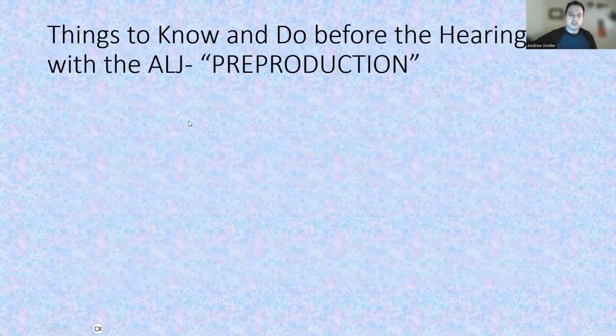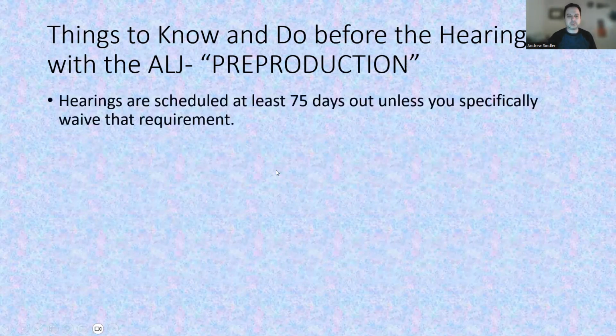All right. So, things to know and do before the hearing with the ALJ, what I call the pre-production phase of the movie, getting everything in position. The hearings are scheduled at least 75 days out unless you specifically waive that requirement. So when you get a notice that your hearing's been scheduled, it will be at least 75 days prior to that date. So it gives you ample time to, number one, if you don't have an attorney by then, certainly get one, but more importantly, get everything in line for it, which we're going to get to in just a moment.